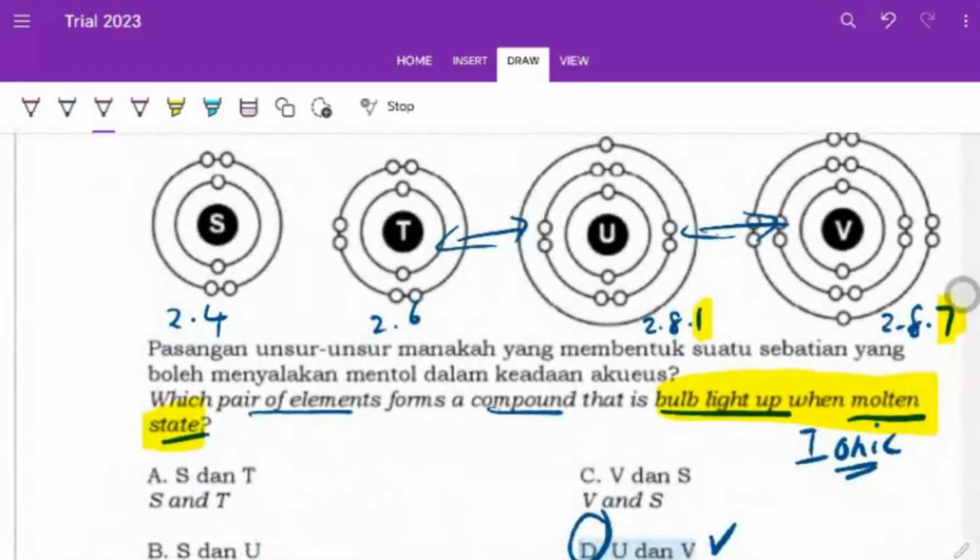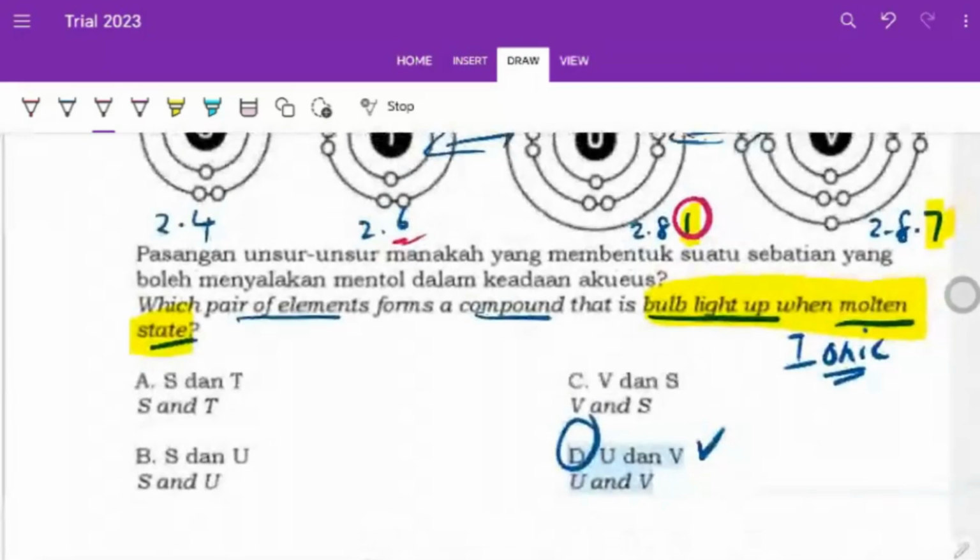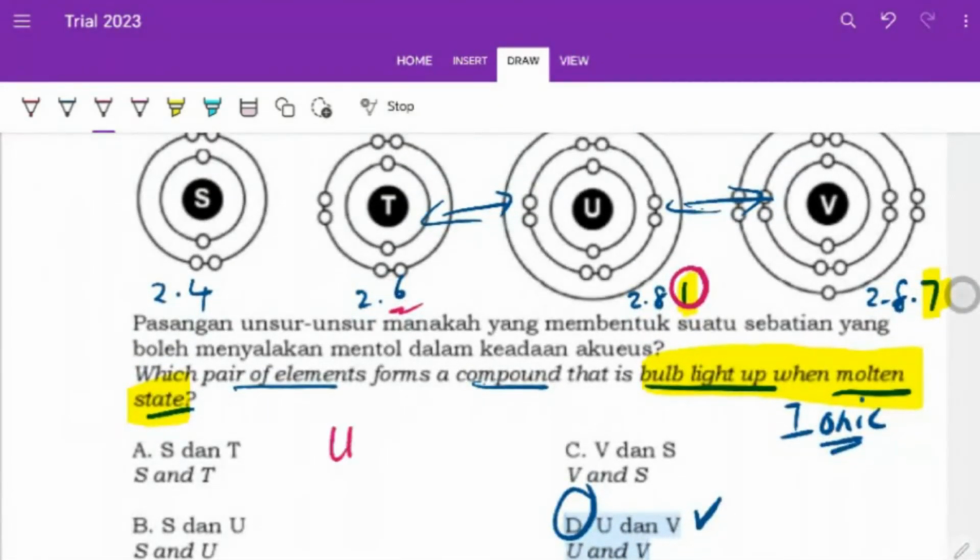If U and T, this one loses 1, right? But this one needs 2. How? T atom needs 2 more electrons, but U can only release 1 electron. U4T, okay, let's see. Meaning that this one loses 4 electrons. If this case, each one loses 1, then T only needs 2, correct?